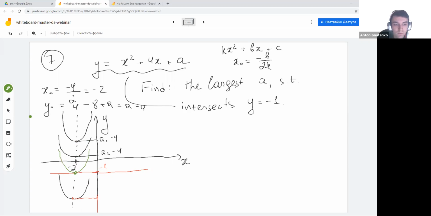So we know that its vertex is here when the coordinate of the vertex, a minus 4, equals minus 1. So for the maximal a when the parabola intersects the red line, a is 3. Okay, so this is the answer. 3.